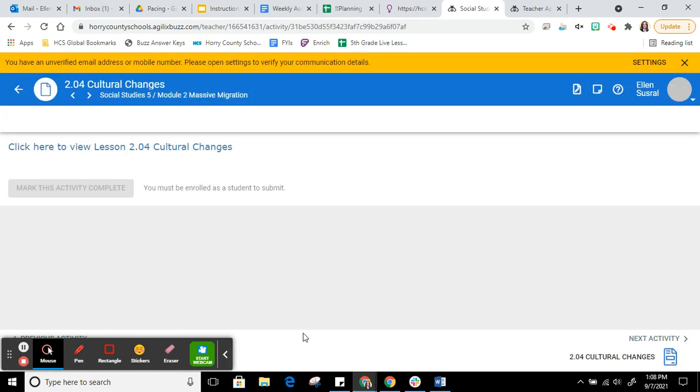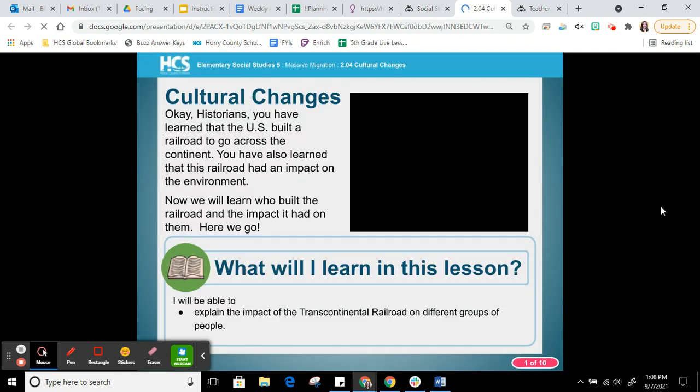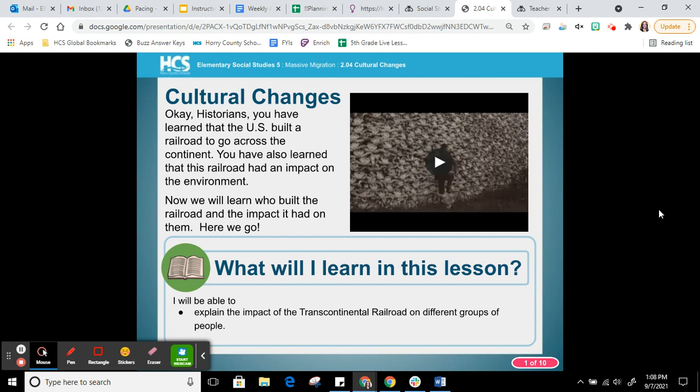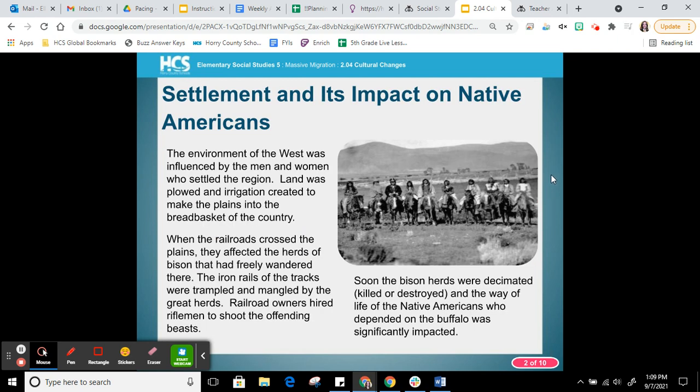That's going to open up the presentation. You'll click on the presentation. It'll open it up in a bigger format for you. It takes a second to load. You'll go through all of this lesson, reading about the cultural changes that occurred due to the building of the Transcontinental Railroad. You'll obviously go through and watch the videos and complete any of the tasks or activities throughout.